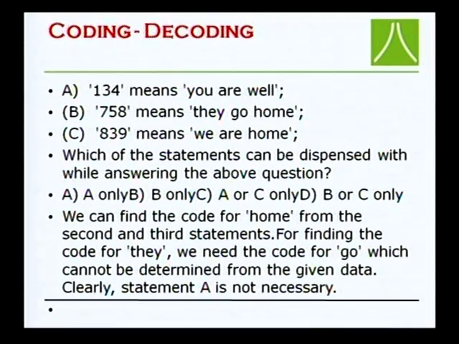Now, we can find the code for home from the second and third statements. If you want to find the code for home, you can easily identify it in 758 and 839, in they go home and we are home. Are you understanding? There are 3 numericals and 3 words, so home is represented by 8, am I correct? Now, for finding the code for they, we need the code for go, which cannot be determined from the given data. So, clearly the statement A is not necessary. Like that we can identify coding and decoding.